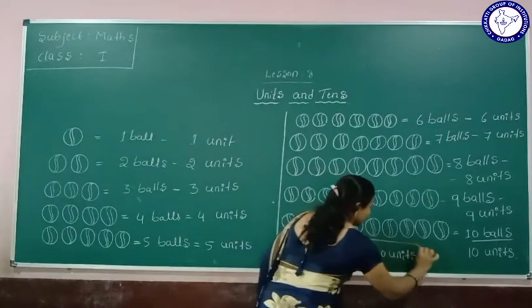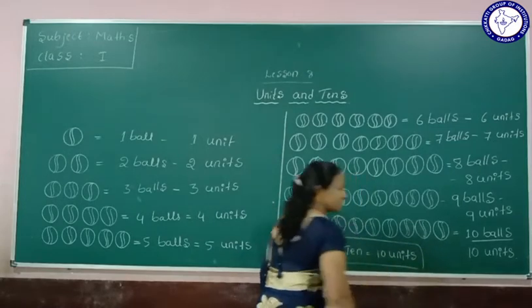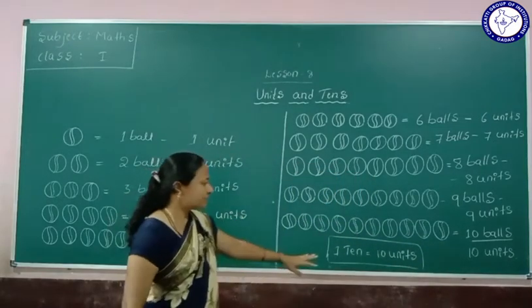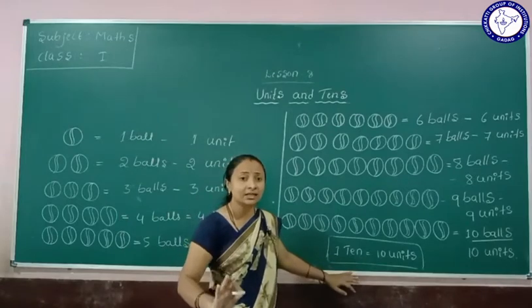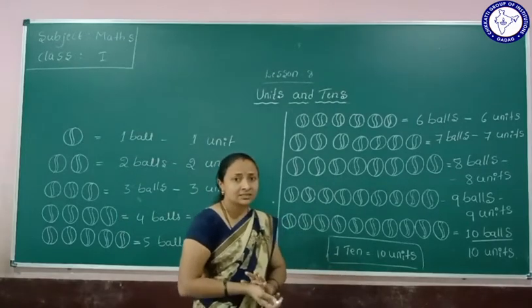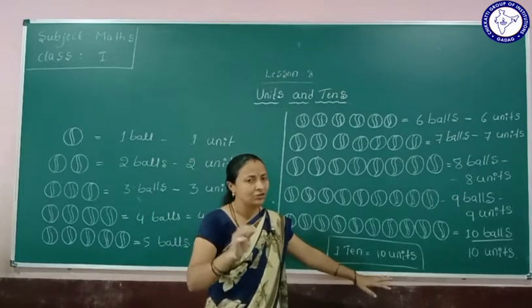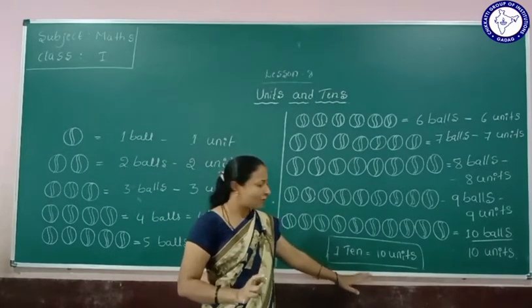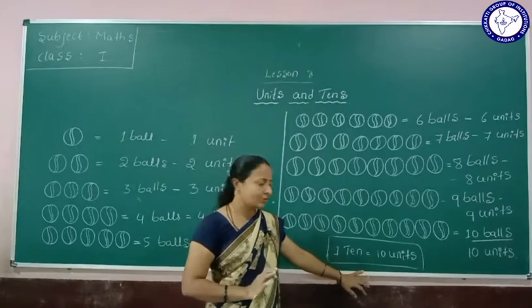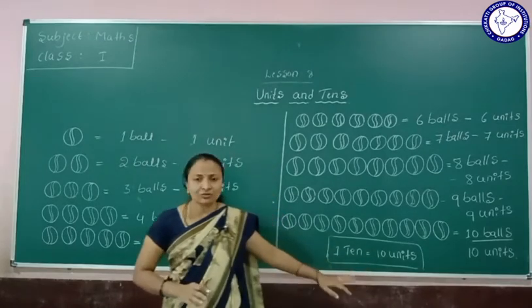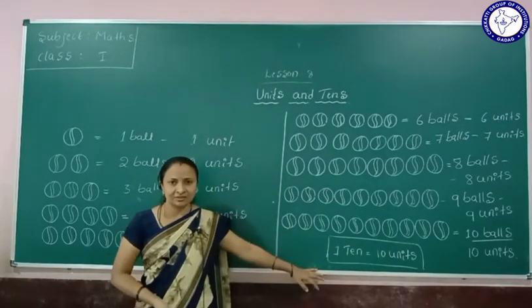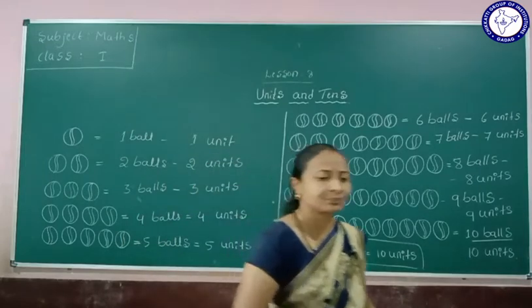Okay, so this is what we will study now. Tens and units. How many tens are there? How many units are there? Yes. So 1 ten equals how many units? 10 units. 10 units equal 1 ten. Understood? So remember this one. Okay. So the continuation of this lesson will be continued in the textbook.